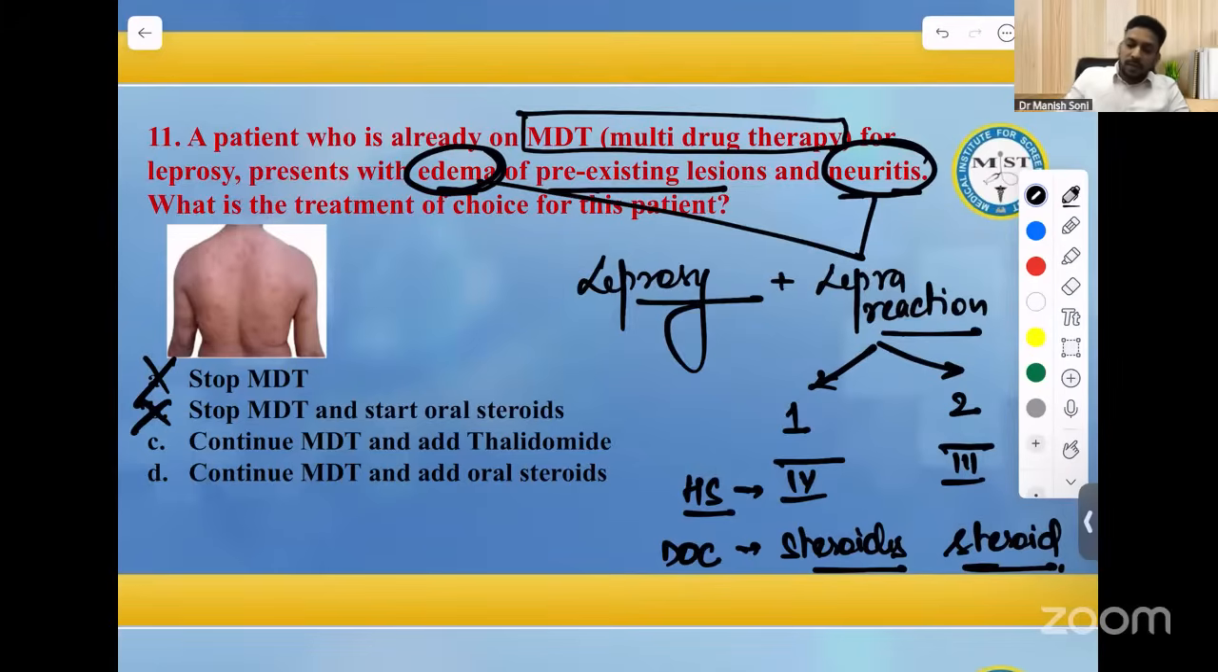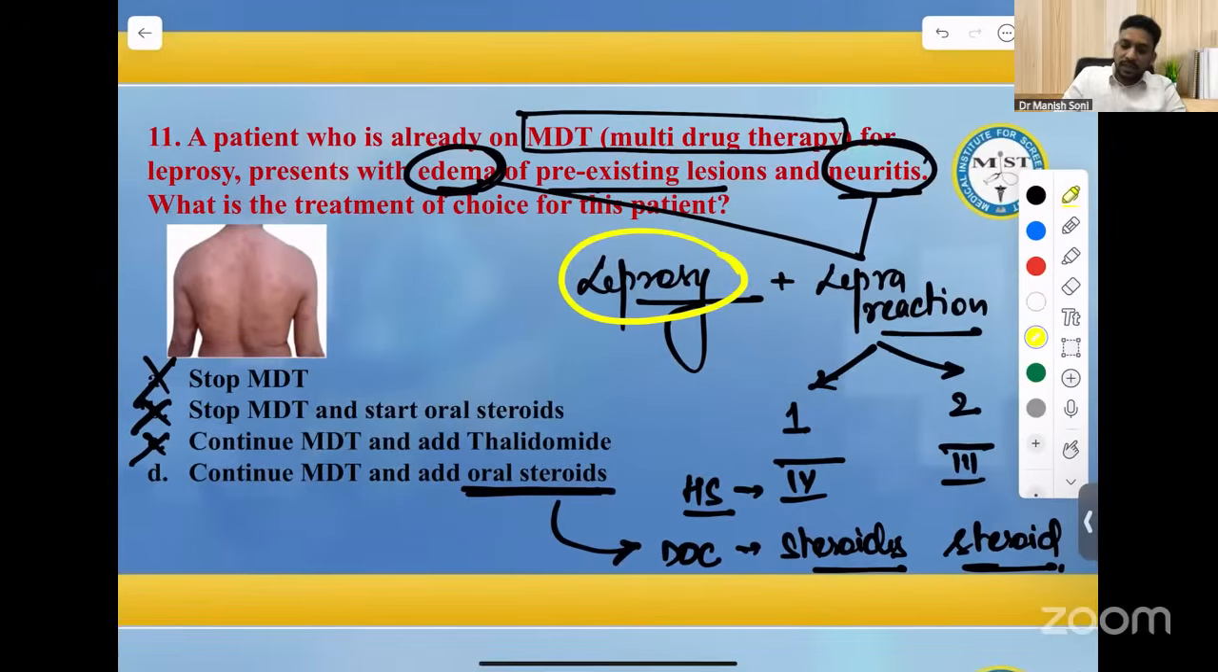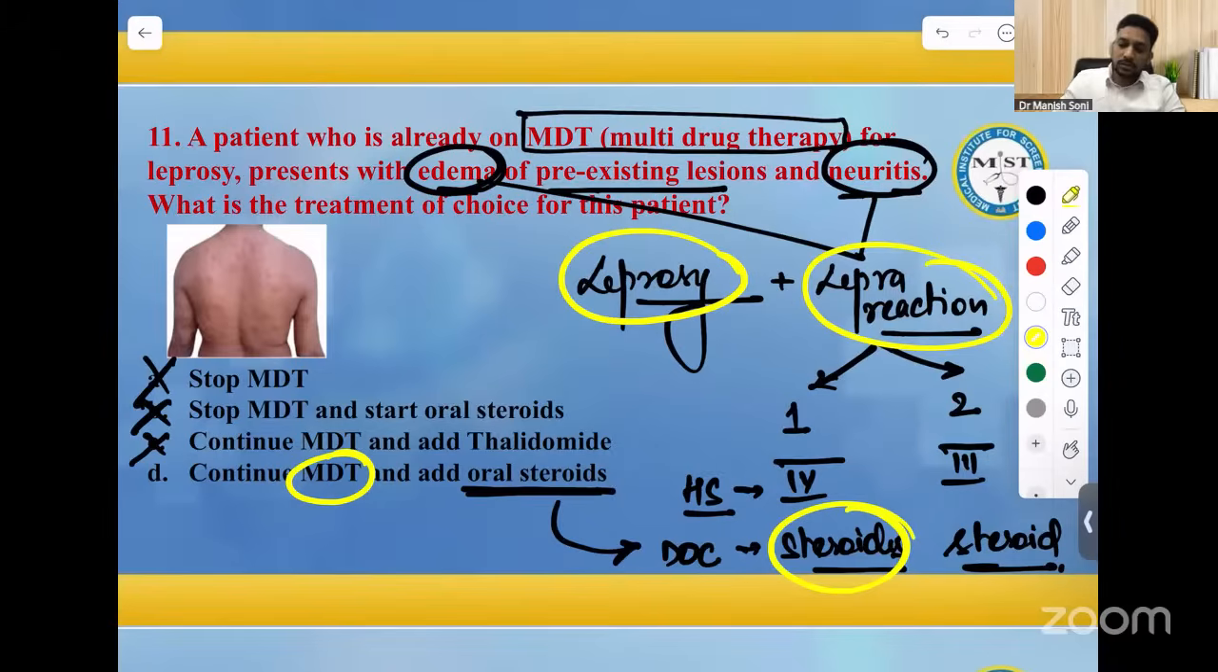So we will continue MDT, but not add thalidomide. We will add steroids, which is the drug of choice for lepra reaction. Because the patient has leprosy, we will give MDT and continue MDT. And now the patient has lepra reaction, so we will give steroids also. So add steroids. The answer becomes continue MDT and add steroid.